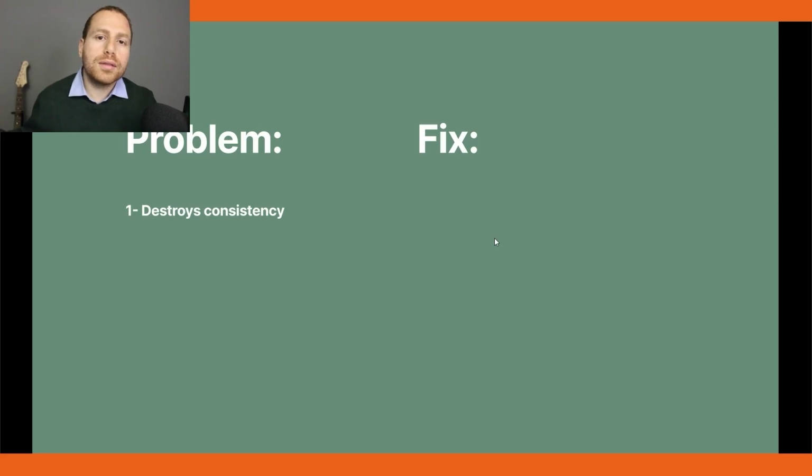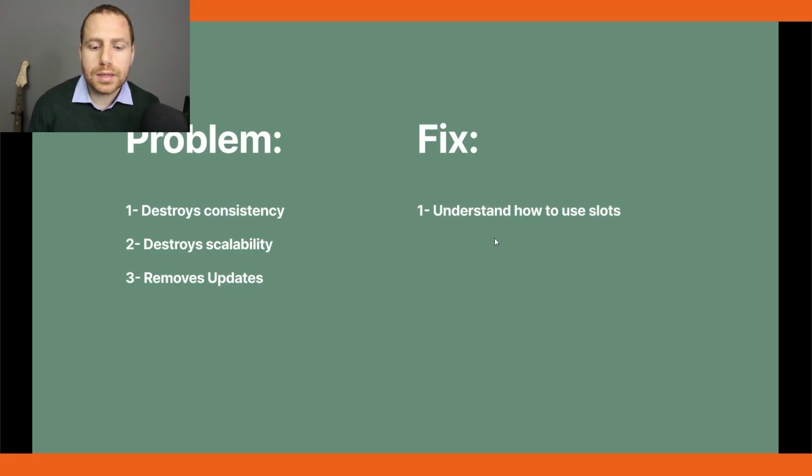So therefore, there is no consistency. It destroys scalability completely. You're not able to scale things as much as you want because not everything is connected to each other. It removes updates. If you update one component or one template, it doesn't go to the whole file. So this is a mistake. How do I fix this?